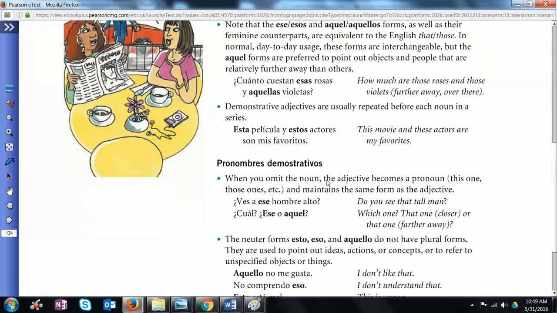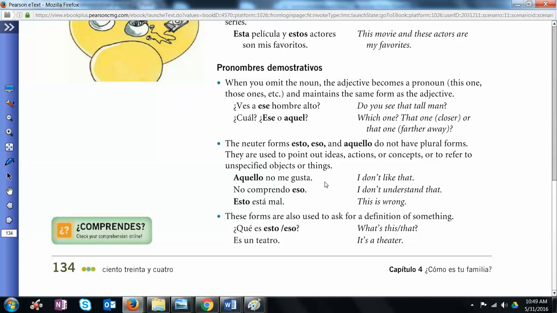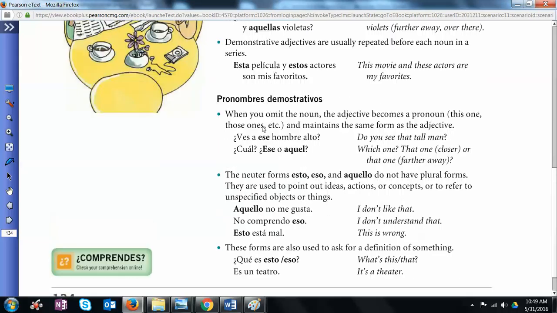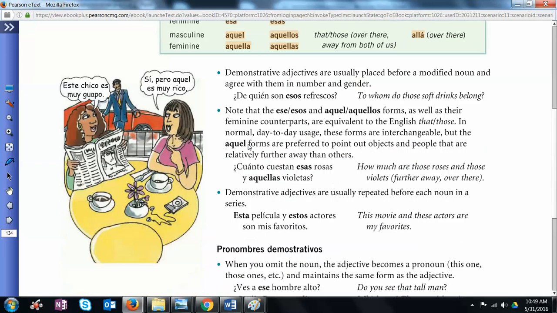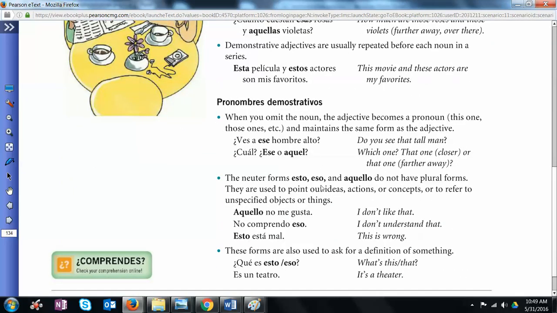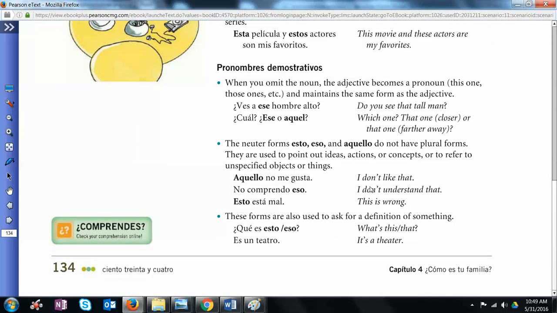Gender neutral, neuter demonstratives. There are also neuter demonstratives. If you go back and look, these are your forms: este, esta, and then estos, estas, ese, esa, esos, esas, aquel, aquellos, aquella, aquellas. You'll notice there is no esto, eso, or aquello. For the masculine form, it's este, ese, and aquel. Esto, eso, and aquello are gender neutral ones. They don't have a plural form.